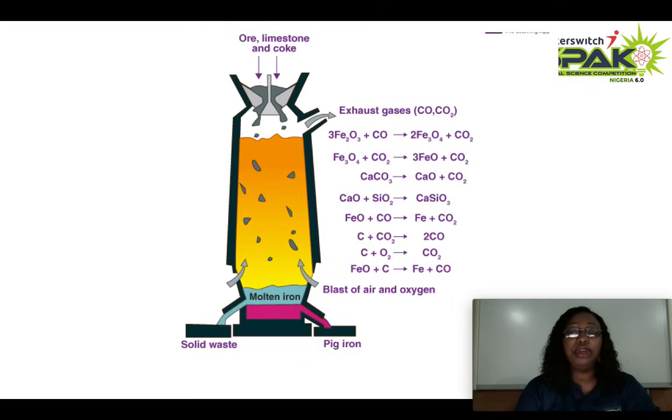At high temperature, calcium carbonate always breaks down to give you CaO and carbon dioxide. Then the CaO will react with the SiO2 to give you calcium silicate, CaSiO3, which is known as the slag, and your iron is being produced. So this is the blast furnace reaction, which produces iron.